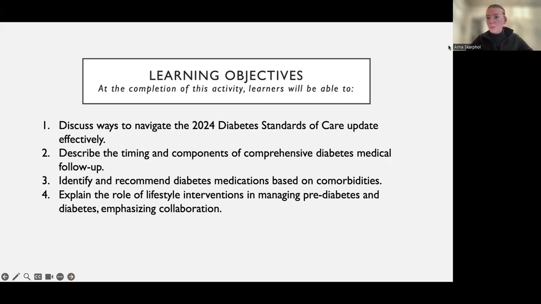A couple learning objectives to go over. First, we're going to discuss ways to navigate the guidelines for diabetes effectively. We're going to describe the timing and components of comprehensive diabetes medical follow-up, identify and recommend diabetes medications based on comorbidities, and explain the role of lifestyle interventions in managing prediabetes and diabetes, emphasizing collaborating with other healthcare professionals.